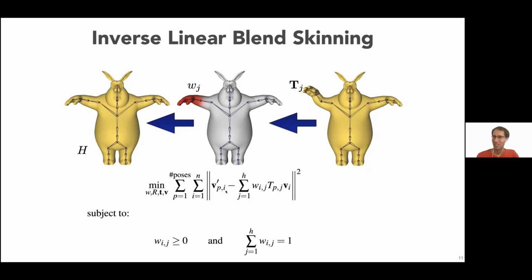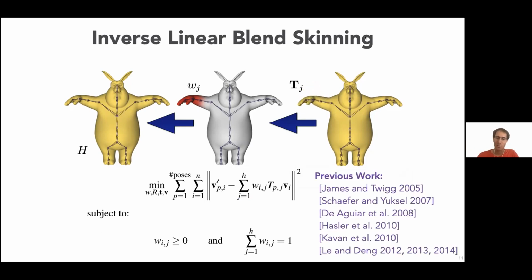So we want what we observe to look like what we recover across all poses that we've observed, and we want those influence weights to sum up to 1 and be greater than or equal to 0. These are fairly standard constraints to make sure that the weights are convexly combined, along with the transformation matrices. And we can see previous work dating back to 2005 on this problem.